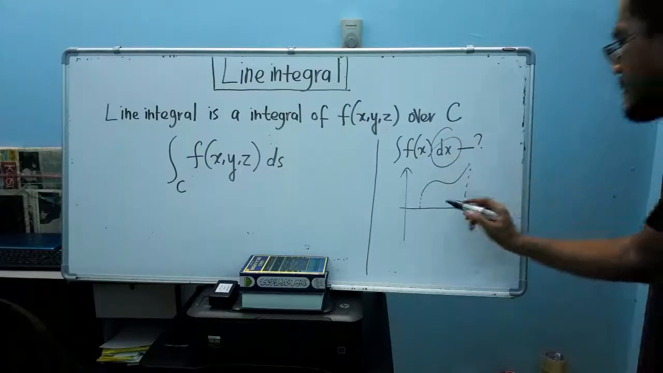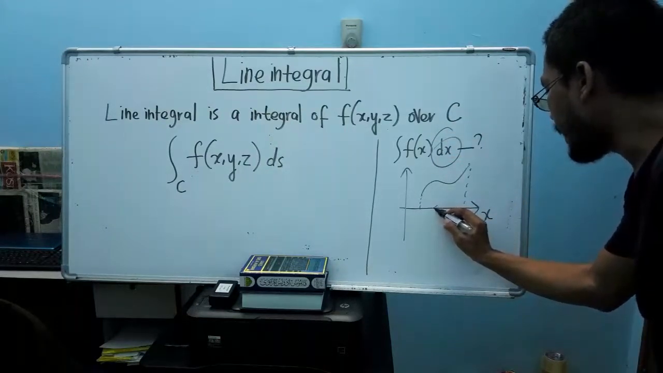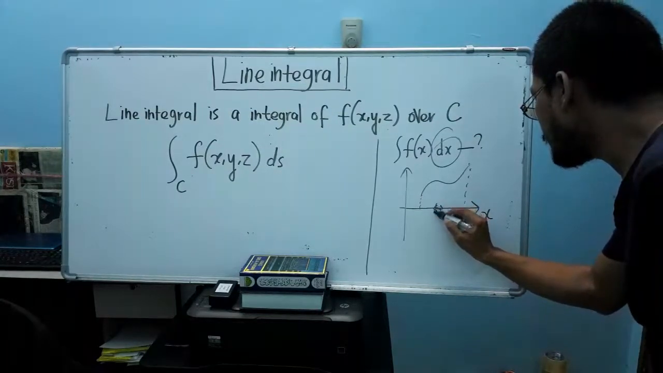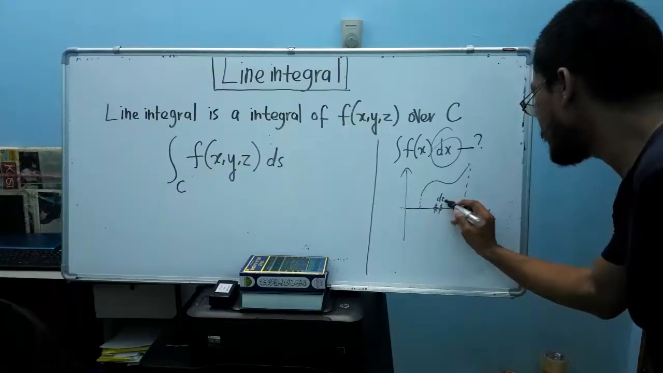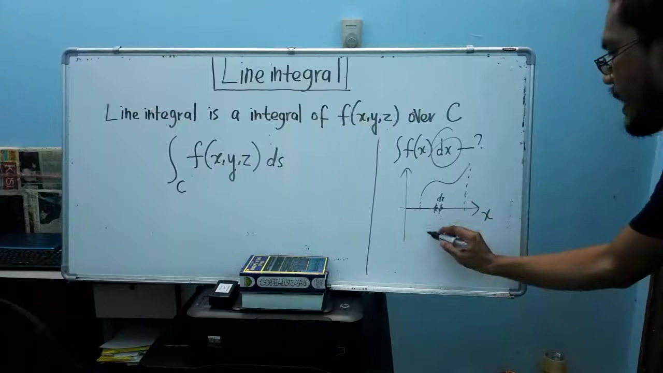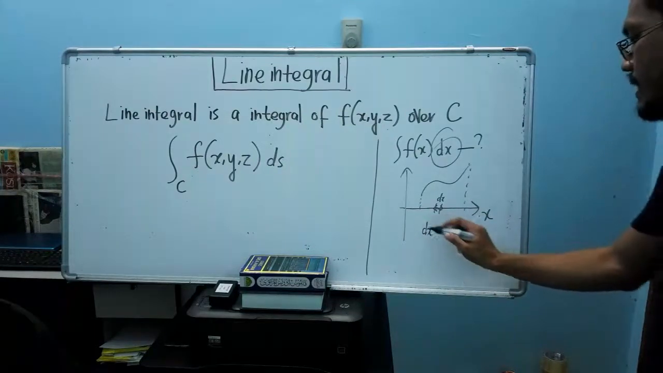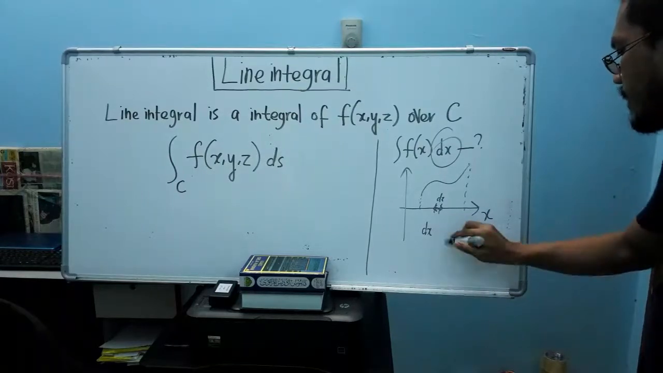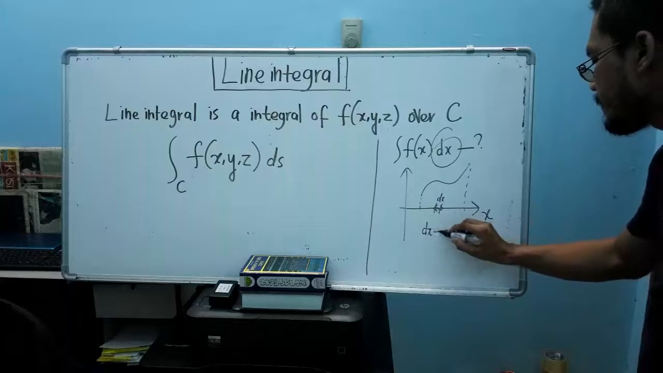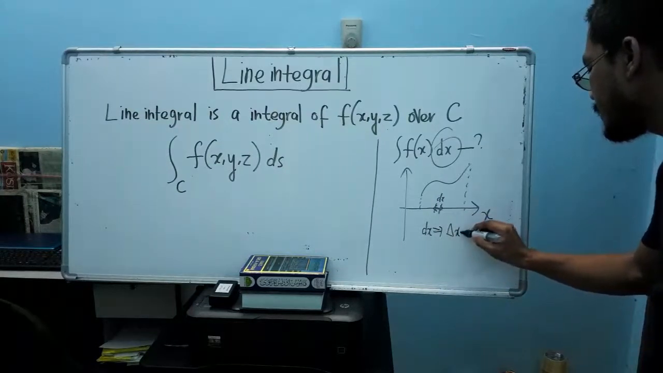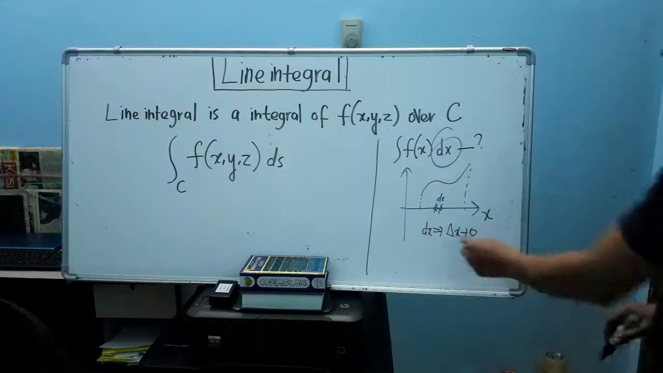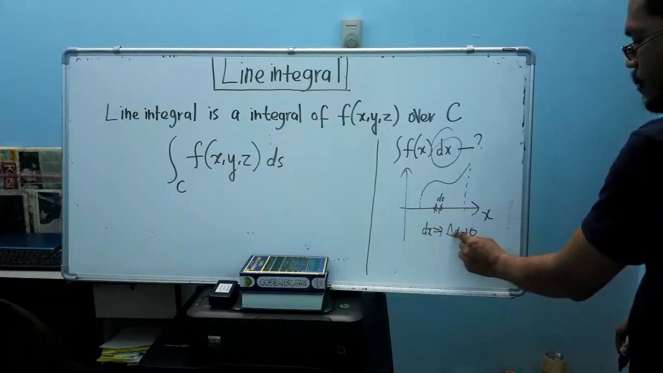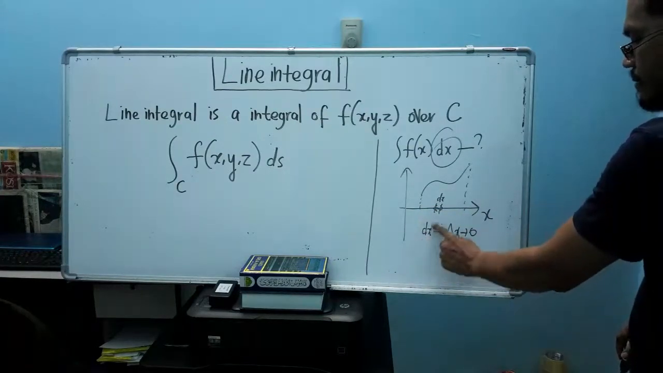Then this dx here refers to the small length along the x-axis. Where does dx come from? How can we get this dx? It comes from delta x approaching 0. Delta x refers to the small length along the x-axis, and when it approaches 0, it becomes dx.